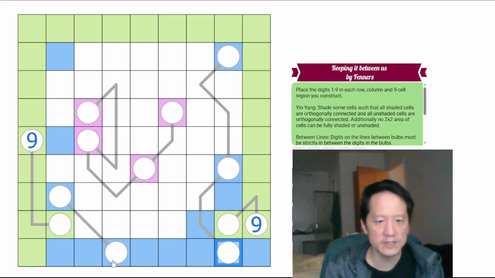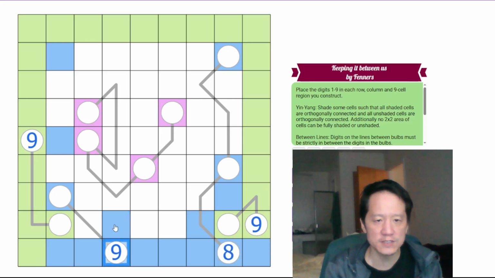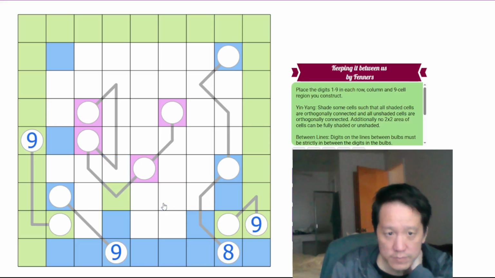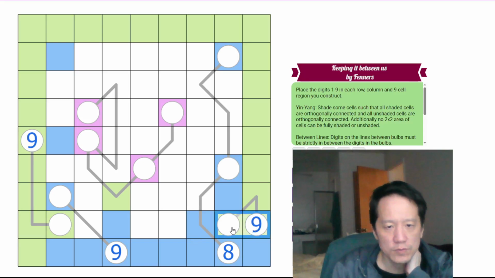This sees 8, and this must then be 9. So this is 9, which makes that 8. This has to be a blue, which this sees 9, so it sees 1, 2, 3, 4, 5, 6, 7, 8, 9. So this must be a green here. This sees 2, right? It sees itself and another one.